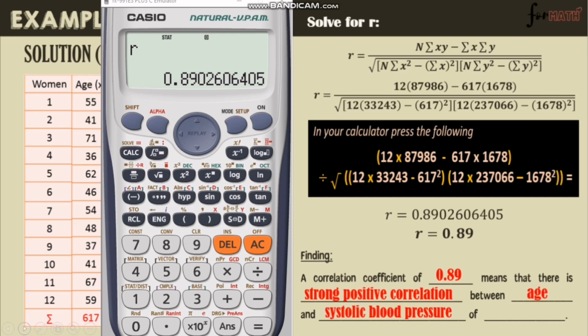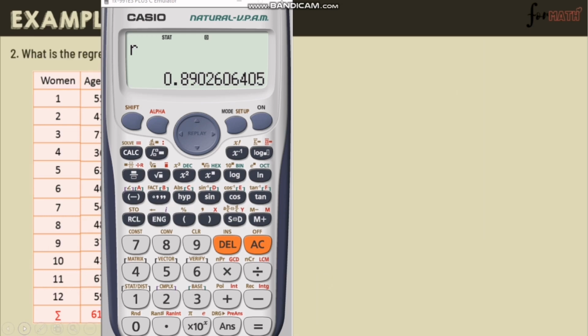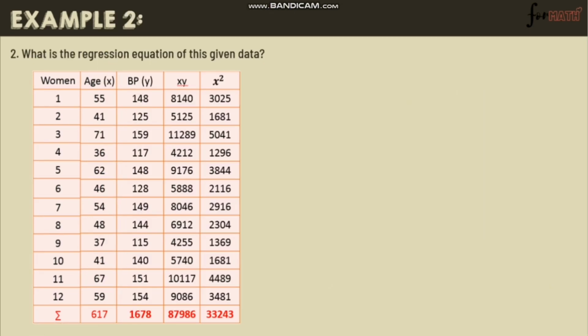So, between the age and the systolic blood pressure of 12 women. So, merong relationship yung dalawang variables. So, pwede po tayong mag-proceed sa ating regression equation. So, for the number 2, what is the regression equation of this given data? So, solution, we have to find for our A.